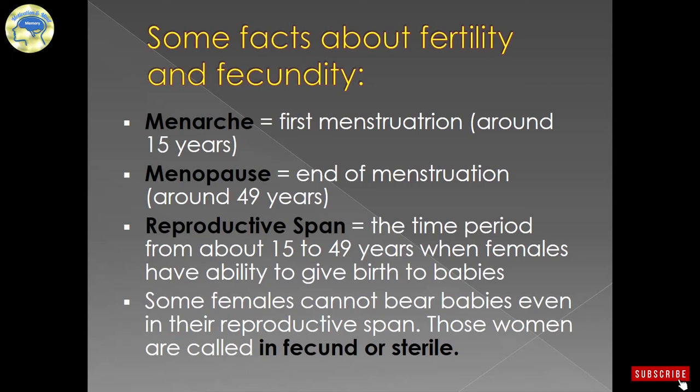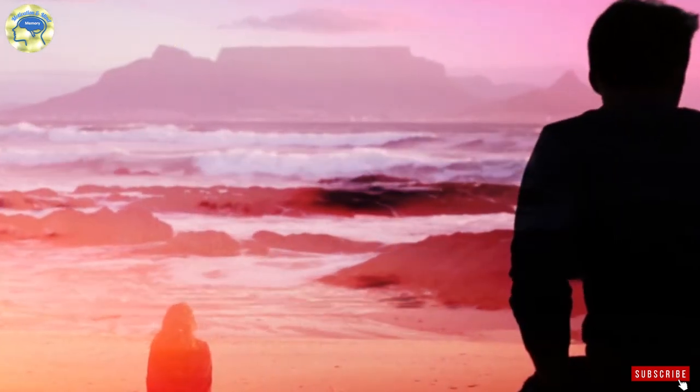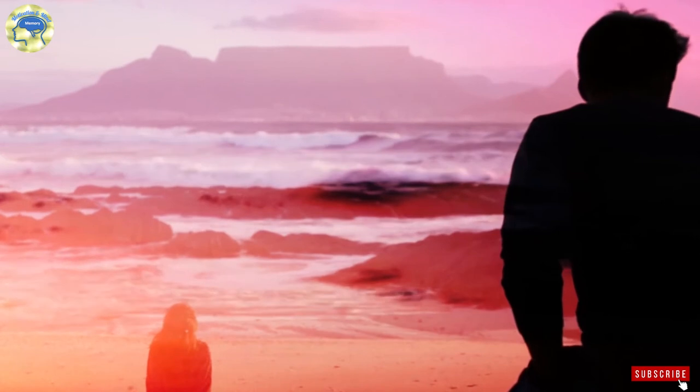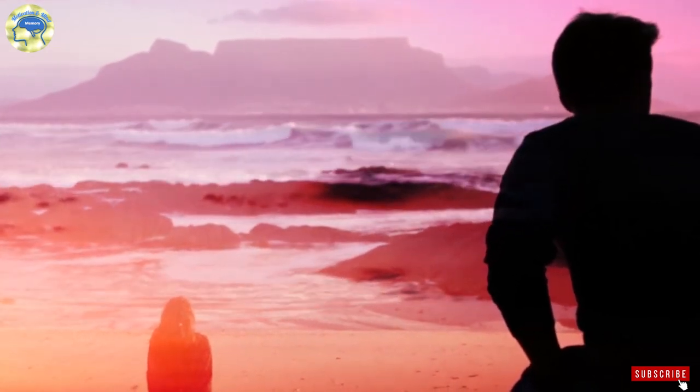And what is the reproductive span? You have to know this. The time period from about 15 to 49 years when females have the ability to give birth to babies is known as the reproductive span. Here reproductive span means around 15 to 49 years. Some females cannot bear babies even in their reproductive span. Those women are called infecund, or they are also called sterile.